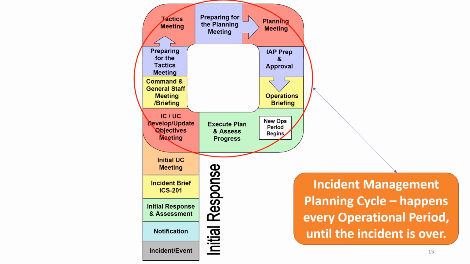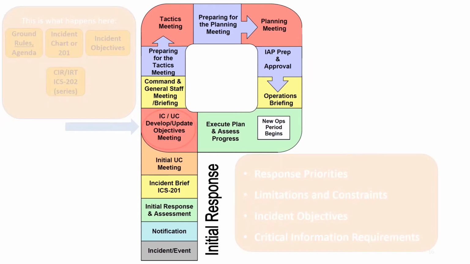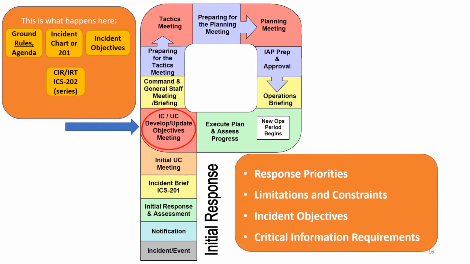Now that the initial response phase is over, we are entering the circular planning cycle. This phase will be continuously repeated for the duration of the response. First, we see the develop objectives and update objectives meeting. So it's called the objectives meeting. At this meeting, the objectives are developed, identified.